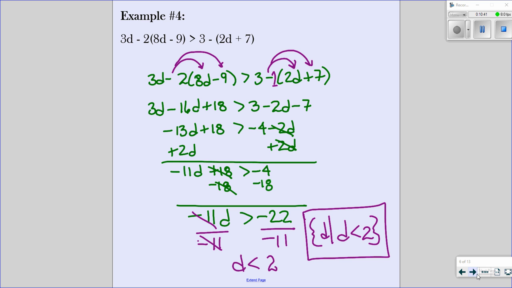inequalities. Again, everything that you learn when it comes to solving regular equations, you just apply it with inequalities and pay attention to rules, especially if you're dividing or multiplying by a negative number. You know you need to flip that symbol. Okay?